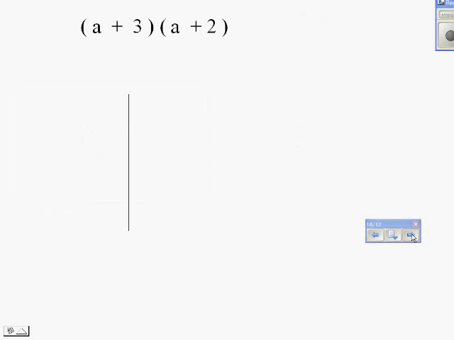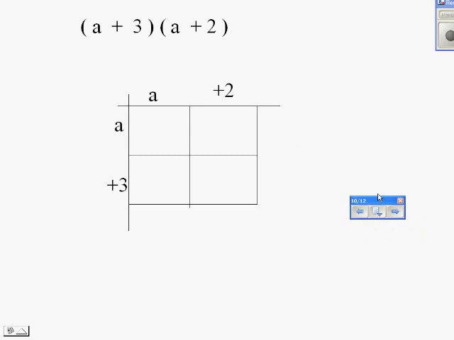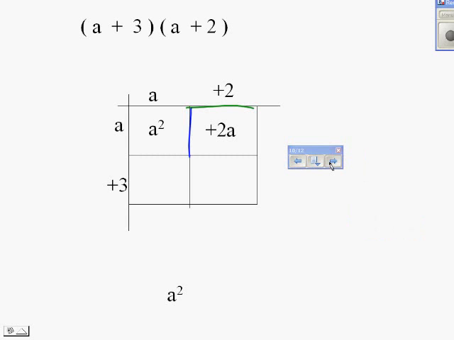On the next page, it's already set up for you with the a and the plus 3 on the left, the a and the plus 2 on top. Your answer areas are set up and waiting to be filled in. Okay, your first square, you should remember back from Pythagorean theorem. We had a square that was a by a. Obviously, that's called a squared. Next square here, we have a by 2. And this is multiplication, that's 2a. And then we have a square down here that's 3 by a. That's 3a.